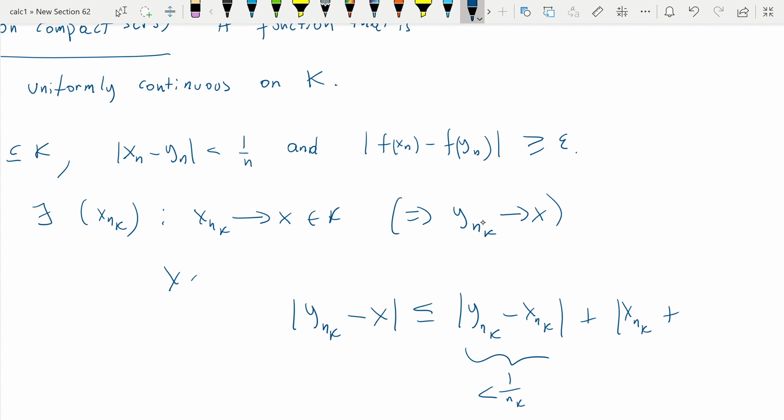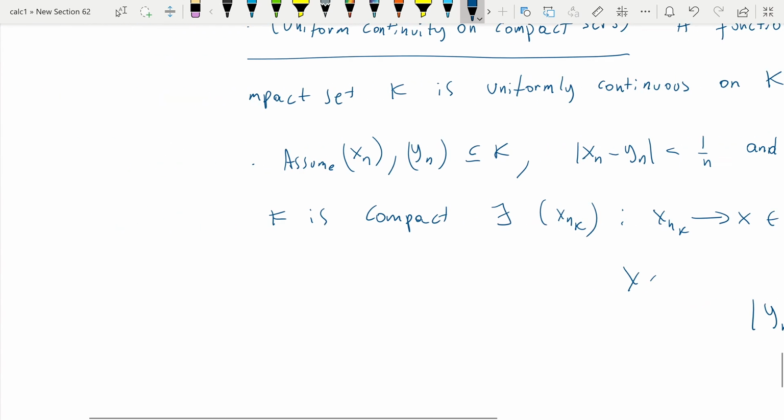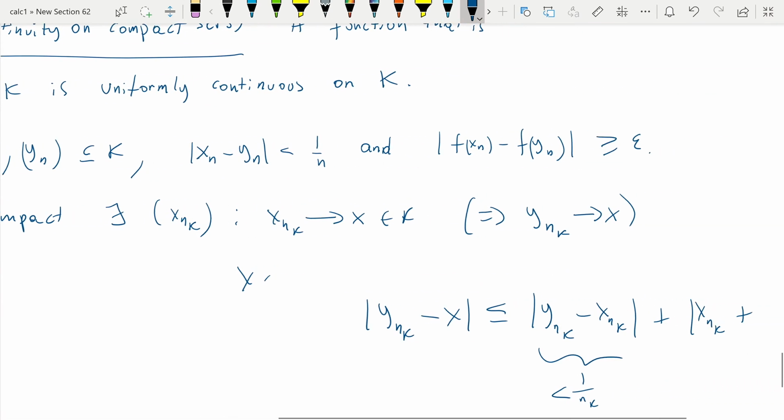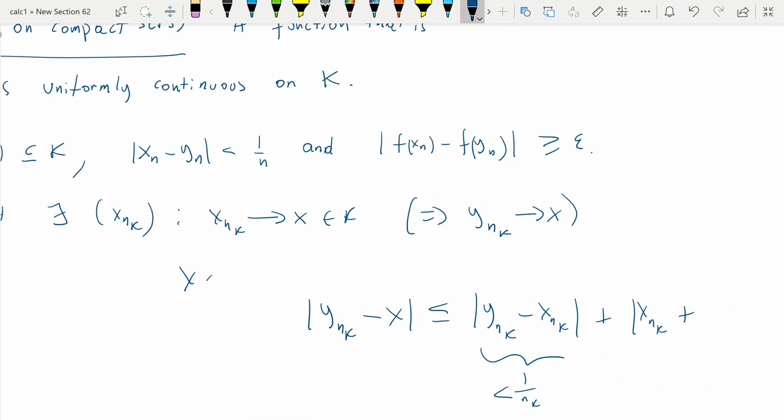I can't erase something here. This should be a minus here. I don't know what happens. It's not allowing me to erase.